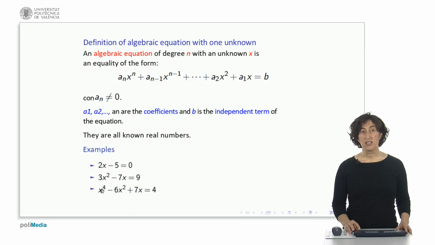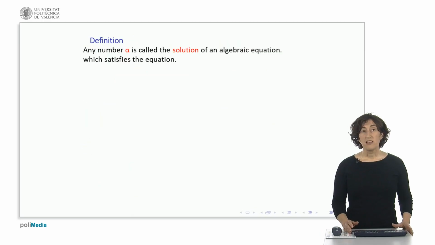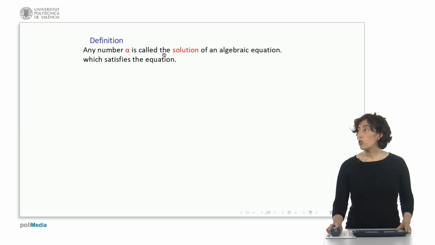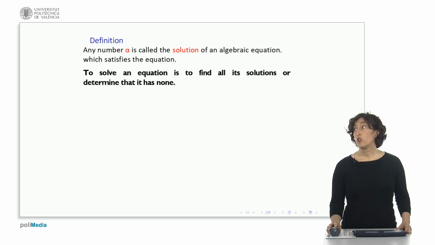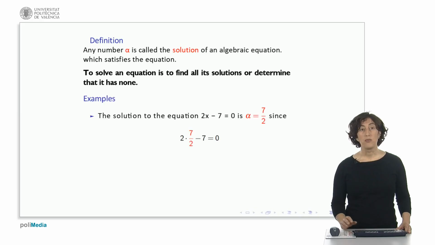We are going to talk about solving the equation, so we have to know what a solution is. The solution of an algebraic equation is any number that satisfies the equation exactly. That is to say, when we substitute it in the equation, it is satisfied identically. Solving an equation means finding all its solutions, or determining that it has none if it is an equation without a solution.